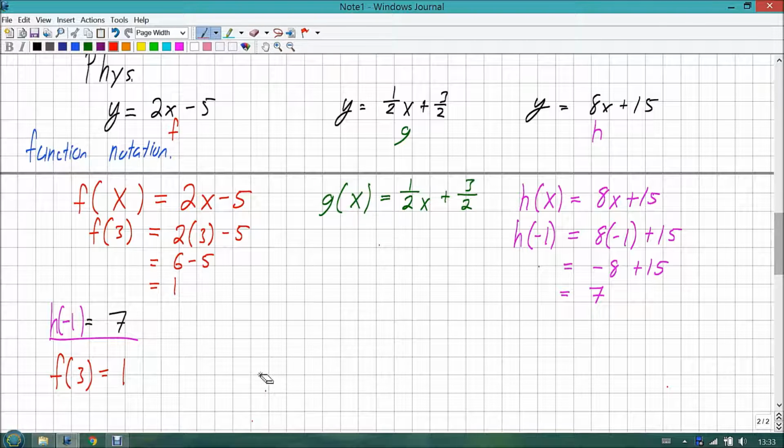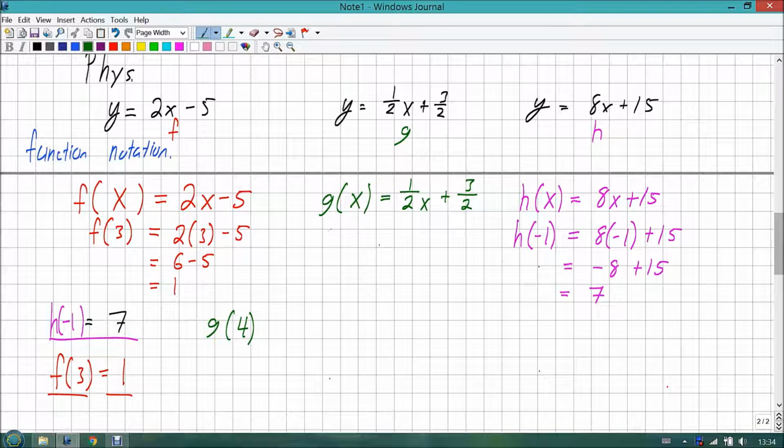Note how I don't try to solve for f. I don't divide both sides by 3. I just leave it as is. I just say f of 3 is equal to 1. The value of my function when I plug in 3 into the f function is 1. Now let's go to the g. Let's go with g of 4.